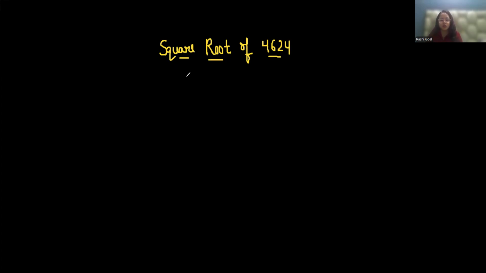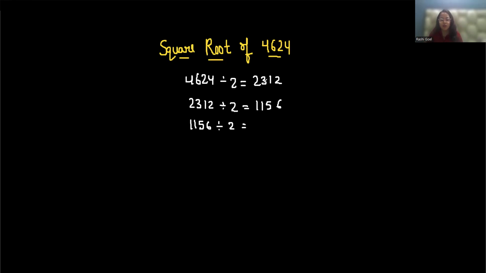So 4624 divided by 2 gives 2312. Now 2312 divided by 2 gives 1156. 1156 divided by 2, first we'll do prime factorization, gives 578. 578 divided by 2 gives 289. 289 divided by 17 only, because it's a square of 17. Now 17 divided by 17 gives 1.